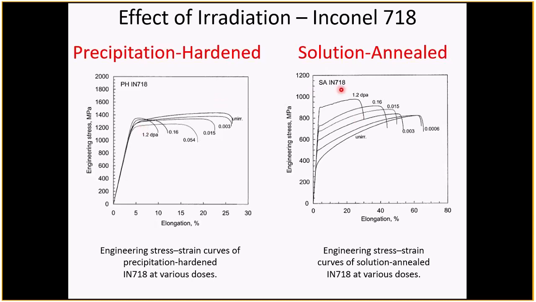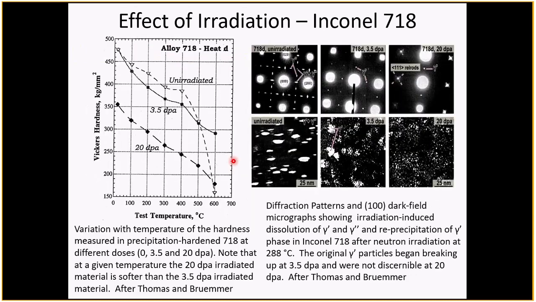If it's solution annealed, so basically all the material is in solution, there are no precipitates in the material, the yield point is very much lower, but also you can harden the material with irradiation. When you create dislocation loops and hardening centers from the clustering of the point defects, you do harden the material. And concomitant with the hardening, of course, is the reduction in the ductility. So that's one interesting thing about solution annealed, precipitation hardened annealed materials.